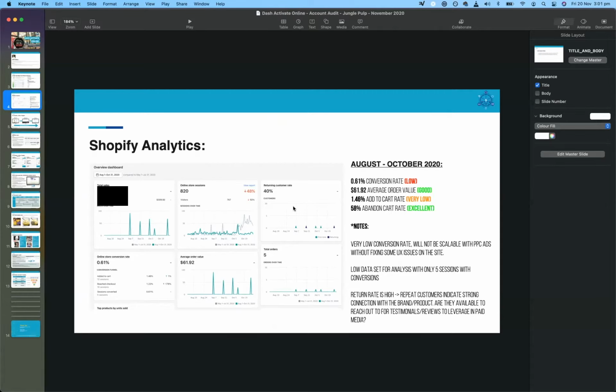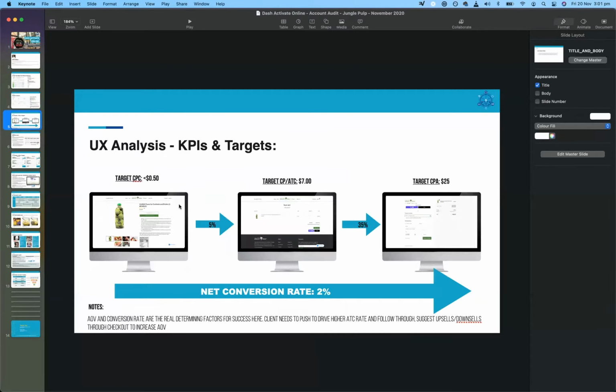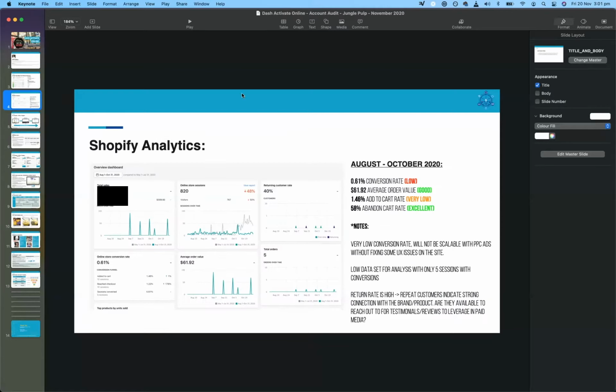What is the return rate? What is that based on? It's based on people that have purchased that come back again. Now, what did you say? Can you go back for a sec? You said the conversion rate is low, 0.61. What's the ideal? Between 2 and 3. Okay. So it's like 30% of what it should be.